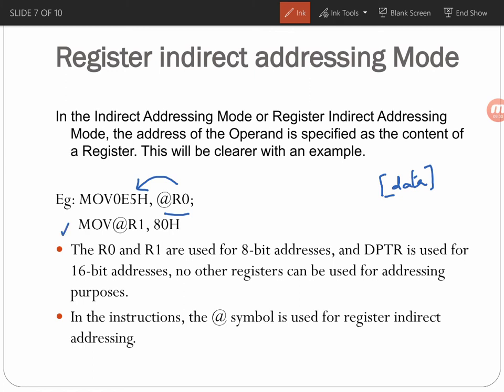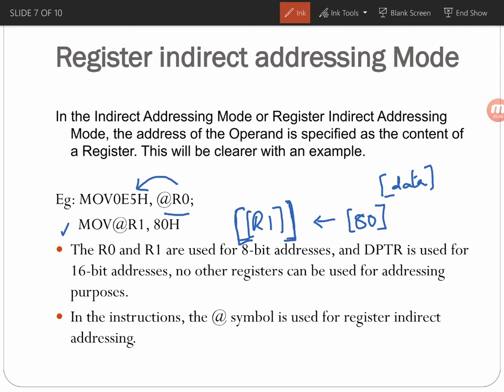And with the second example, MOV @R1, 80H. 80H is an address. So whatever may be the content of 80H will be moved to the memory location pointed to by the R1 register. So we use the @ symbol here to indicate the content of the R1 register, because R1 is going to have a memory location value and in that memory location the data has to be moved.